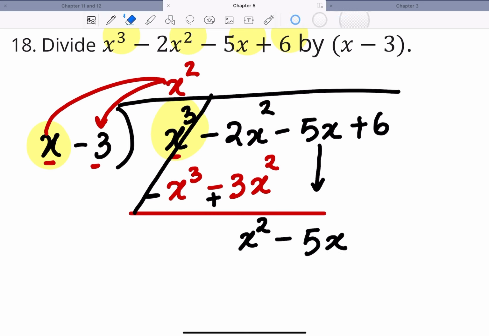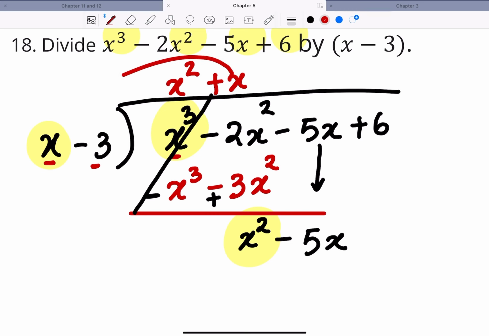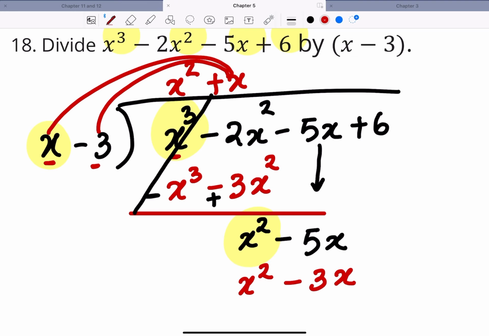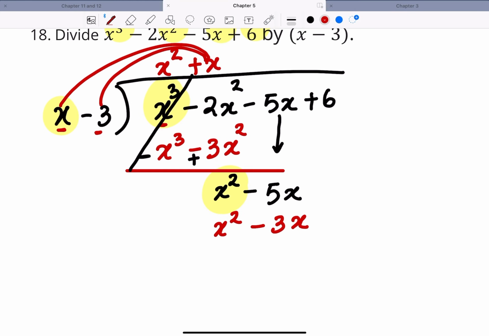Now let me go ahead and delete these. Now my next focus is going to be x and x squared. x times what gives me x squared? Of course, a positive x. Same step, I multiply x times x. I multiply x times 3. x times x is x squared. x times negative 3 is negative 3x. Let me minimize this one. What do I do next?